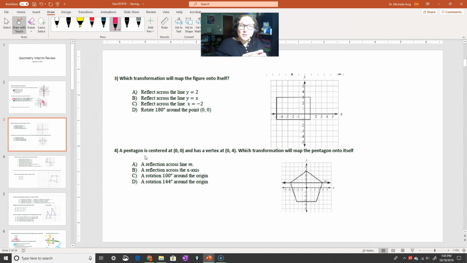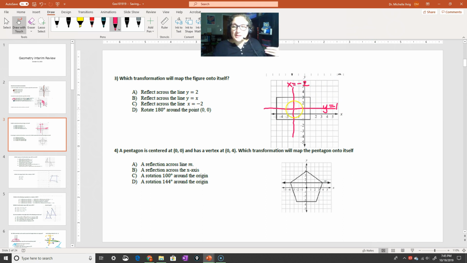All right, next it says, which transformation will map the figure onto itself? Remember, we can do that by lines of symmetry or we can do that by rotations. Let's talk lines of symmetry first. Where can we fold this perfectly in half? We can fold it in half at y equals +1. And we can fold it perfectly in half going down at x equals -1. I'm sorry, x equals -2.